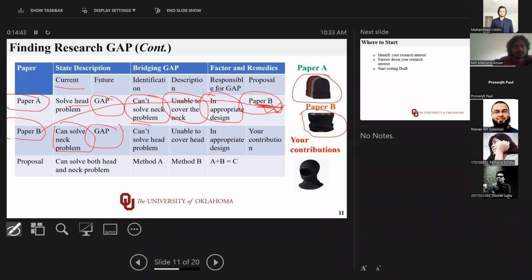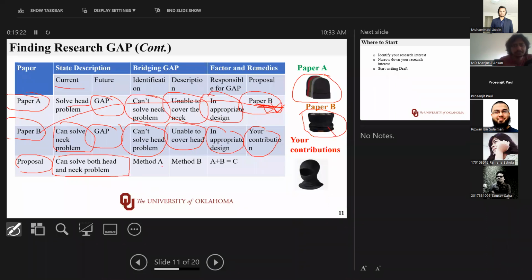What is the gap? It can't solve the head problem. Even if you use this product, it will not help to protect our head. So now you describe it as unable to cover the head, and again you say inappropriate design or less clothes. And then your proposal is your contribution. So you find the gap, and now what can you do? Your state covers both current and future: it can solve both head and neck problems.